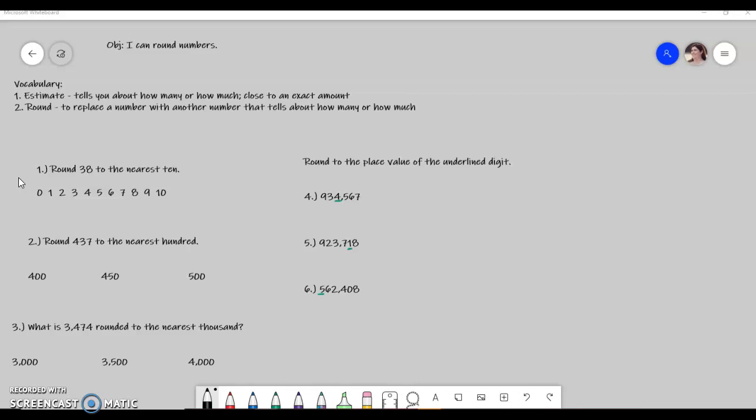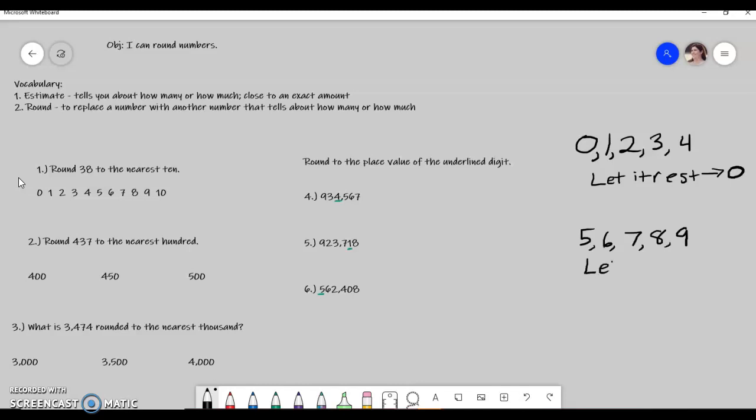Well, in order to round, we need to know what the rules are. So the rules are this: if it's 0, 1, 2, 3, or 4, you let it rest. That means that it stays a 0 when we start rounding. But if it is 5, 6, 7, 8, or 9, you're going to let it soar. And that means that you're going to add one more to where you're working.